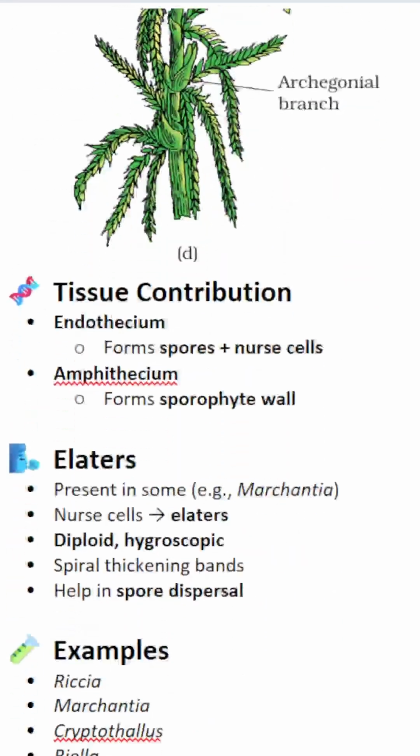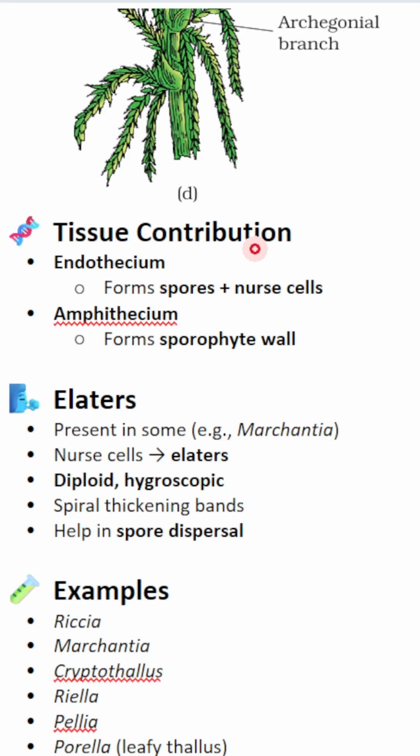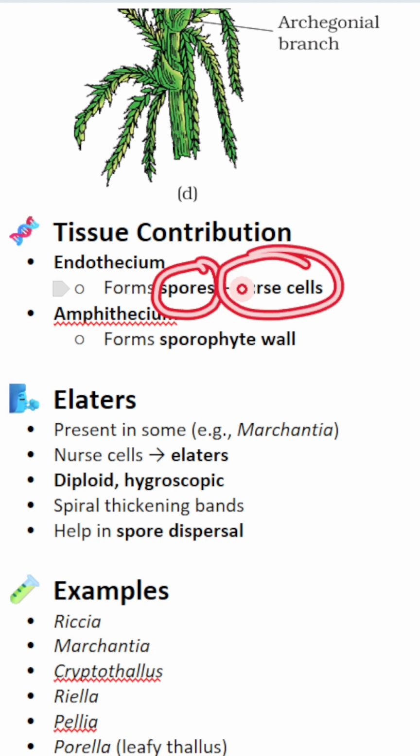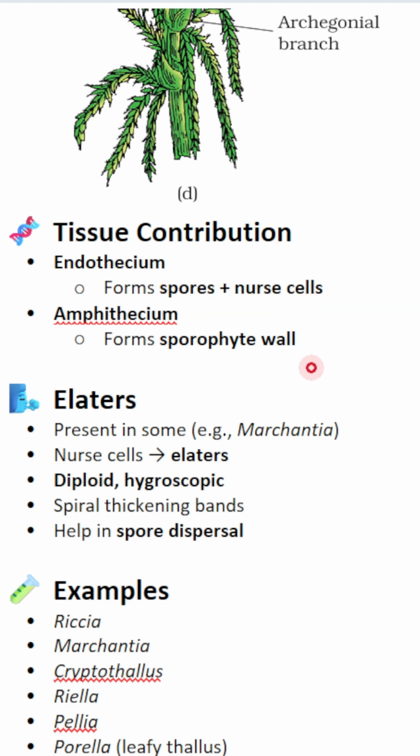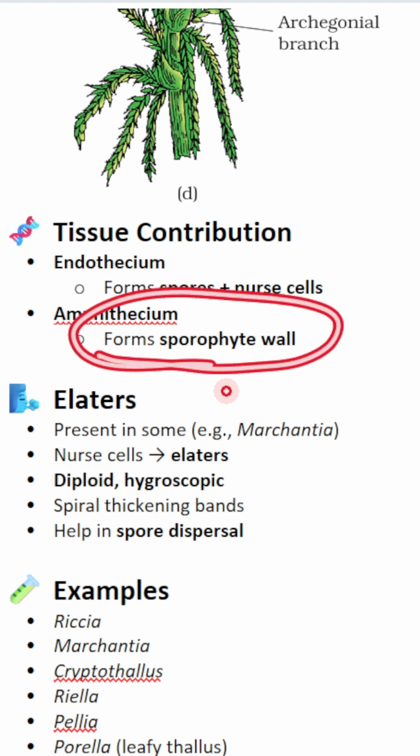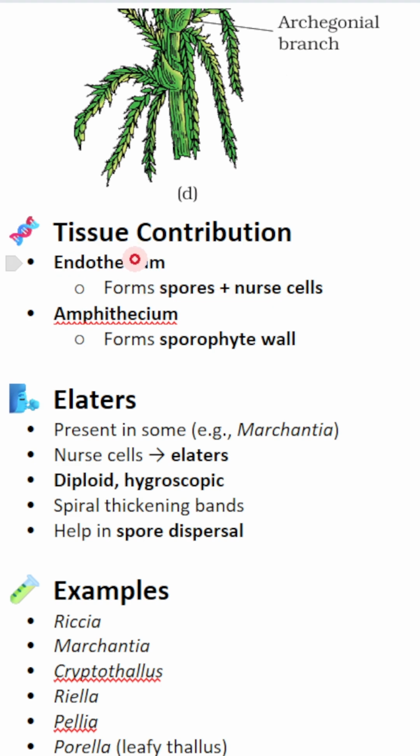Now let's move on to the tissue contribution. The tissue is of a very simplistic form, called endothecium. This endothecium tissue helps in formation of spores, which are N, and also helps in formation of nurse cells. These nurse cells are normally diploid in nature. And it also contains amphithecium. Amphithecium forms the sporophyte wall. So there are two different types of tissue present: one is endothecium, another one is amphithecium.